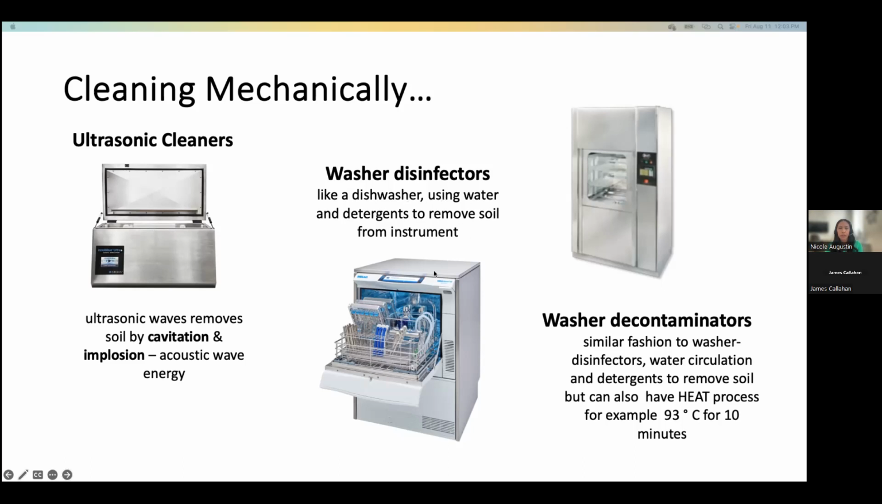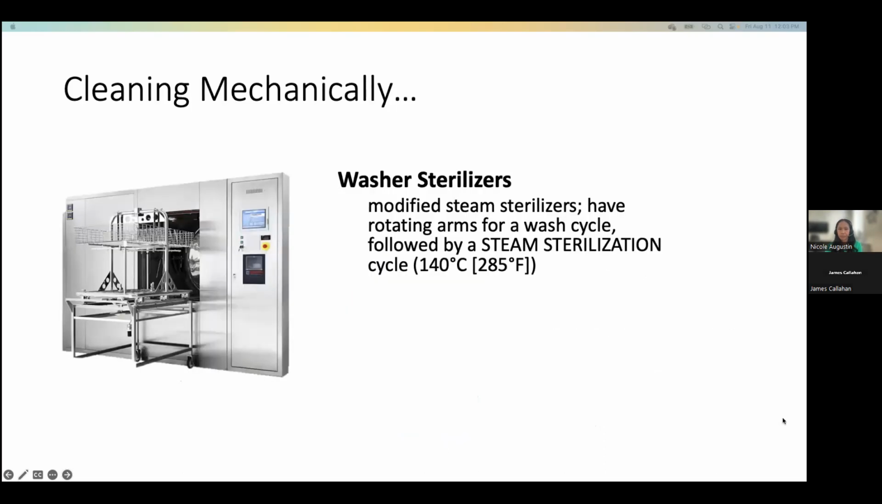Washer disinfectors remind me of dishwashers. They use water and detergent to remove soil from instruments. They are generally computer-controlled units for cleaning, disinfecting, and drying solid and hollow surgical medical equipment. Washer decontaminators work in a similar fashion to a washer disinfector, where water circulates and detergents remove soil, but they can also have a heat process of 90 degrees Celsius for 10 minutes.